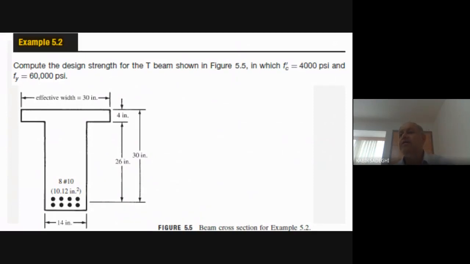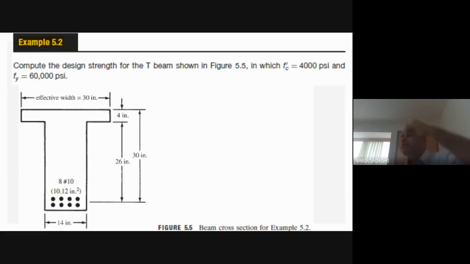Okay, let's see another example, in which, in this case, you will see that the location of the neutral axis is at the web. Therefore, the design is not like a rectangular section, it is like a T section. The characteristics are changed and the dimensions are changed. You see in the figure.